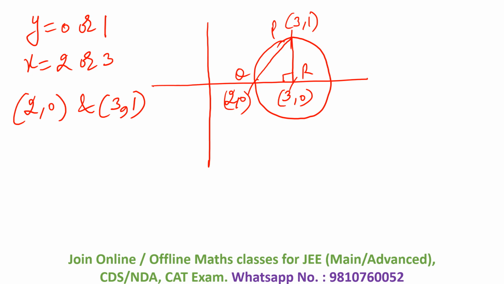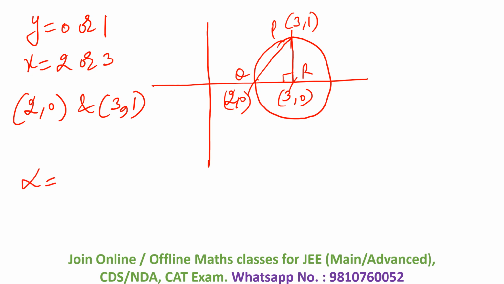Fine. Now students, this chord PQ is dividing the circle into two parts. Let me call the area of the minor segment as alpha and the area of the major segment as beta. And we have to find the value of mod of alpha minus beta. Now to find the value of alpha, what should I do? I will be subtracting the area of triangle PQR from the area of the quadrant.